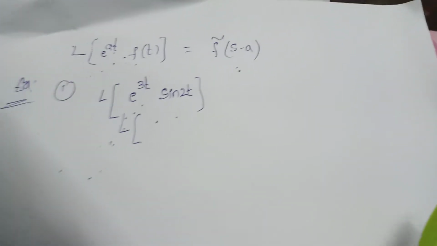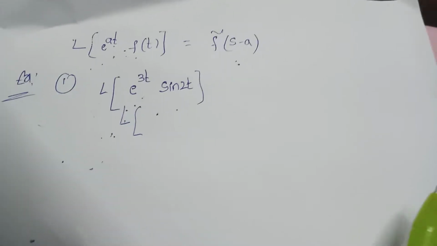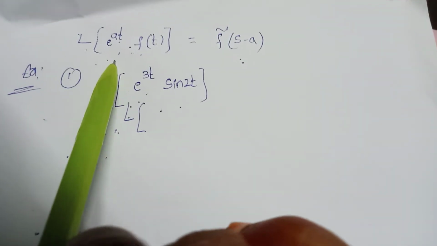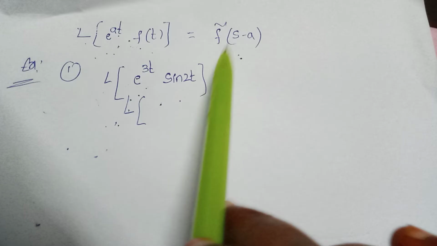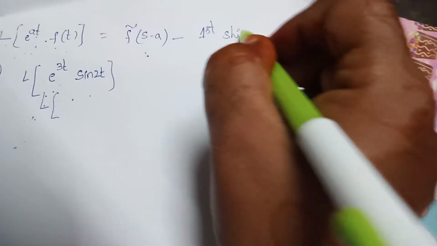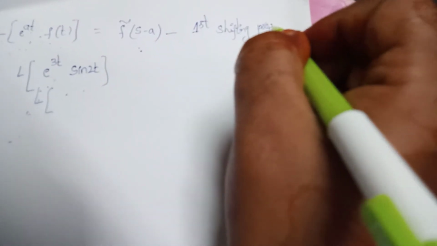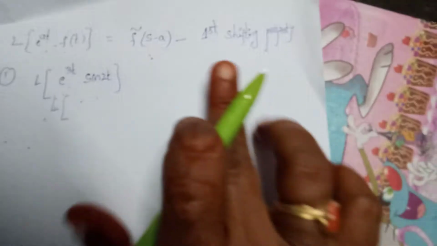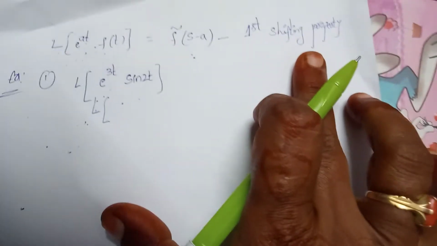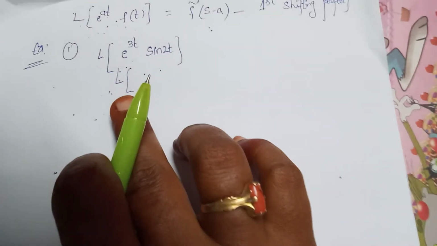What is that property? If L of f of t is equal to f bar s, then L of e power at into f of t is equal to f bar of s minus a. This is called the first shifting property. Using this formula we can solve some examples.